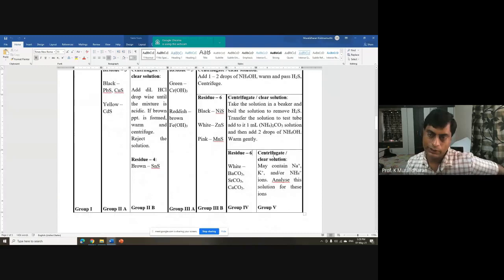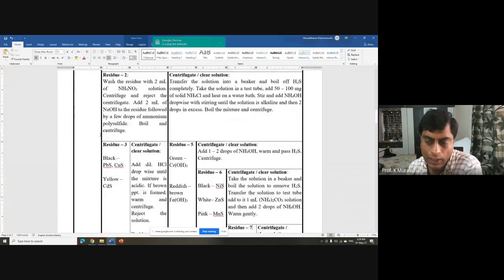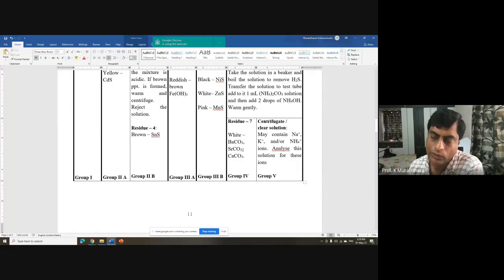Residue number 7. I'm not talking about the group, okay? The group is separate, the group name is different. I'm just talking about the residue number only, okay? Residue number 7. So you will have residue number 1 today because of lead, and you will have residue number 7 also because of strontium, right? So if you get this, you separate it and keep it separately. Whether you get it or not, you are going to do this analysis separately.